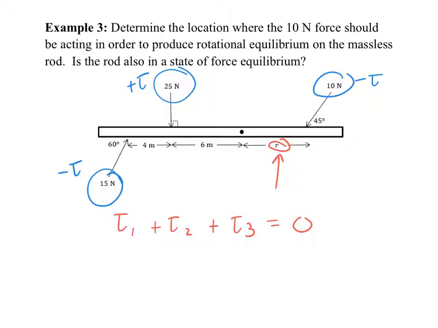So the first torque is negative. So I've got negative 15. How far away is the 15 Newton force from the rotating pin or point? What do you got? 10 meters. Okay, please don't use 4 meters. The common mistake here would be to find the number that's next to that force and use it.